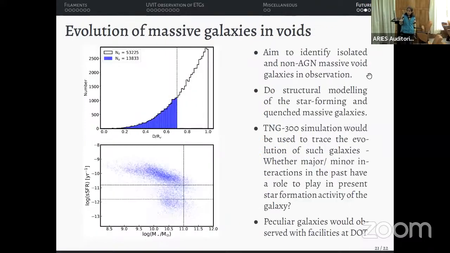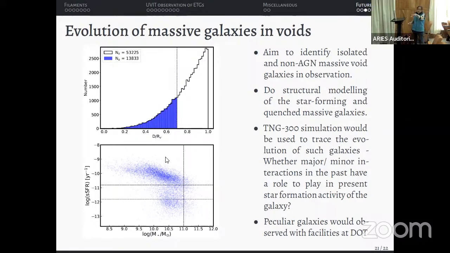So what I do is I scan SDSS data, and I detect void galaxies in the SDSS sample. Mostly, I'm interested in the most isolated galaxies which are away from even the boundaries of the void. So this parameter here is d by RV. D is the distance of a galaxy from the void center, and RV is the radius of the void. I've taken a cutoff of 0.7 to be away from the boundary of the void. And for these galaxies, I just do a specific star formation versus stellar mass plot.